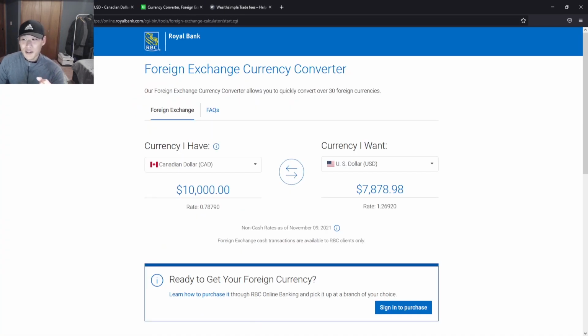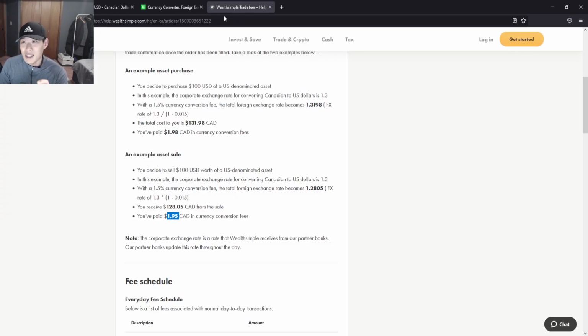The conversion fee is as simple as this. It's going to be there. You're going to get hit with it regardless. And again, that is the downside of Wealthsimple Trade. Wealthsimple Trade does not have a cash account that just holds US funds. If it did, like other brokerages, then there wouldn't technically be that 1.5% fee, but they'd still be making money off of you off the conversion fee.